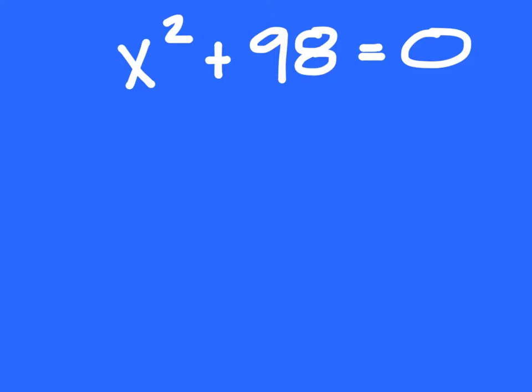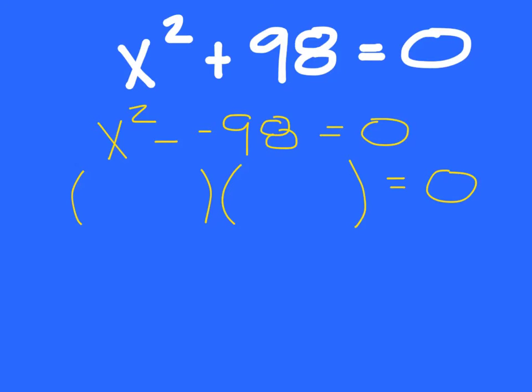Example 2. X squared plus 98 equals 0. What do I do first? Make what negative? So I would have x squared plus a negative 98? No, subtract it. Subtract a negative 98. Now what do I do? Factor out? Yeah. So we can factor. What's the square root of x squared? X. And then what do I put in? And alternate signs. Alternate the signs. Now what? Square root of negative 98 in each one.